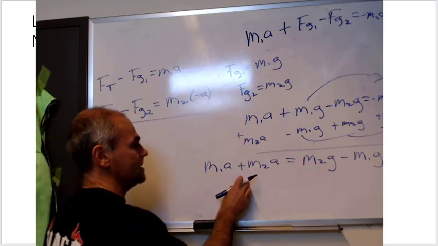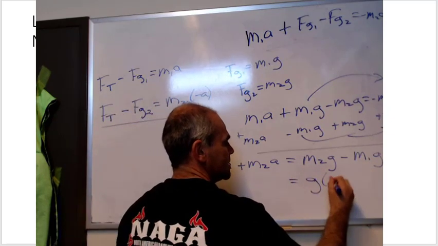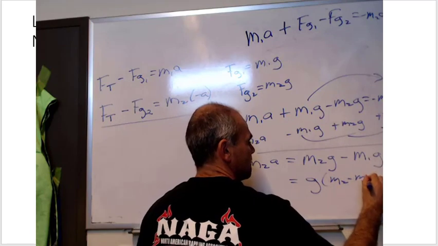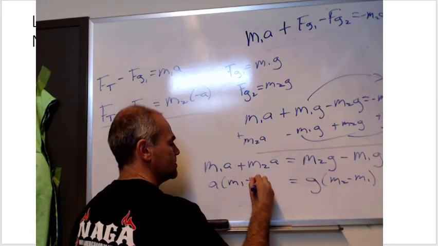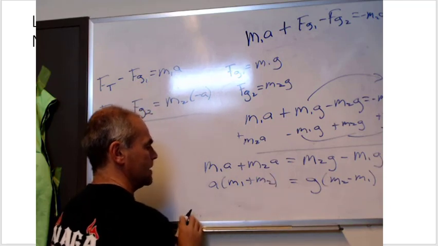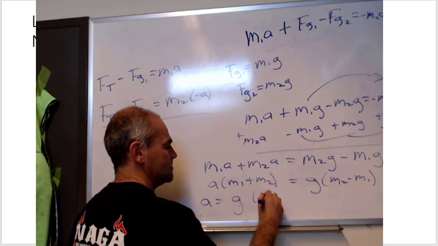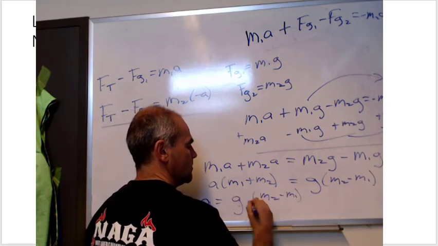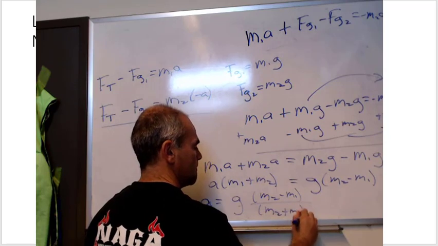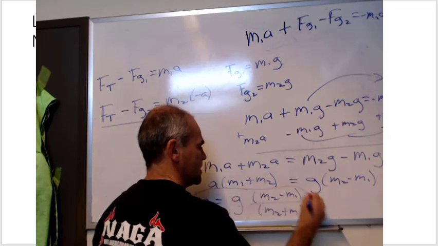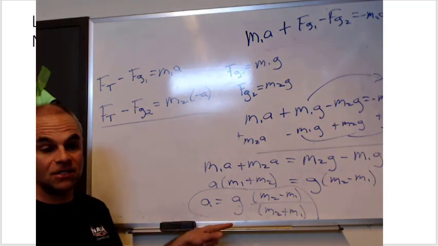Then I'm going to solve for A. I'll factor out g over here, so this is equal to g times M2 minus M1. And over here I have A times M1 plus M2. And I get A equals g times M2 minus M1 over M2 plus M1. That's my acceleration. So this is my acceleration for the Atwood machine.